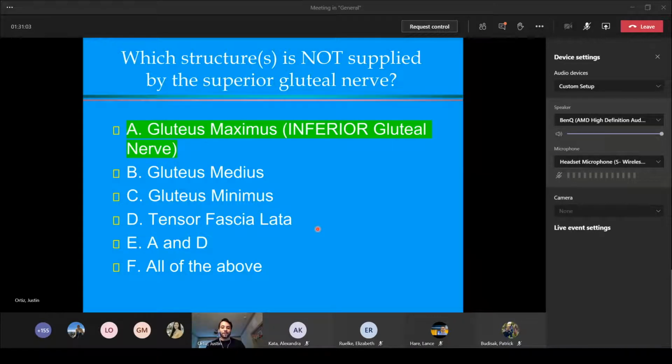Remember, it's going to get innervation from superior gluteal nerve. So don't only note that gluteus medius and gluteus minimus are superior gluteal nerve, also note that tensor fasciae lata is also going to get innervation from superior gluteal nerve. That's why I put A and D, because I knew some people were going to put A and D since we forgot about the tensor fasciae lata. I would use this as a study slide as well. Remember, gluteus maximus, inferior gluteal nerve.